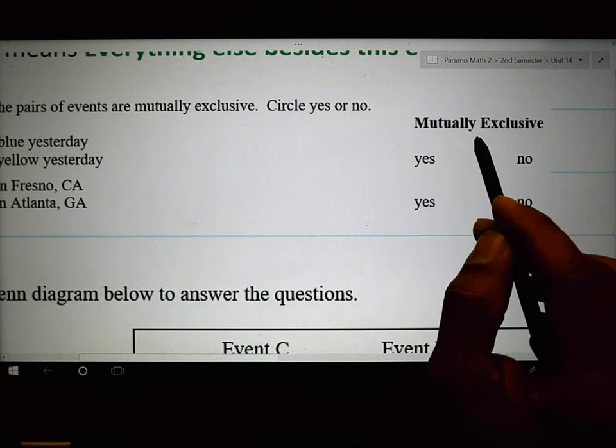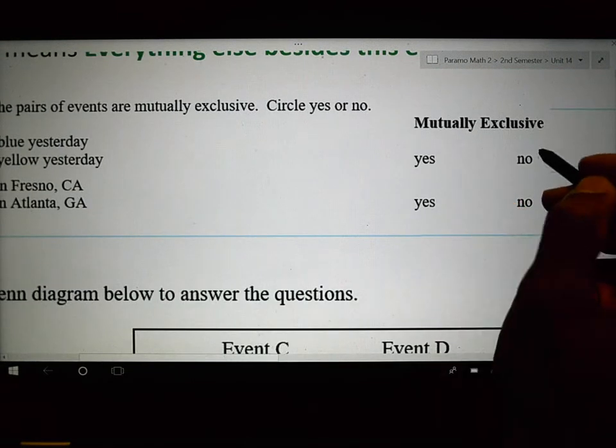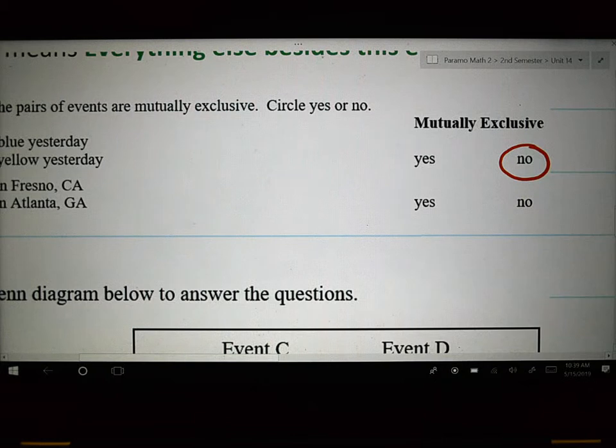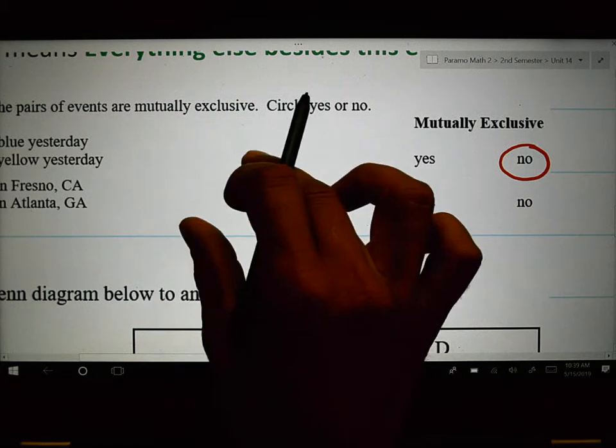Are they mutually exclusive, yes or no? The answer is no for number 2. Because you can do those at the same time.